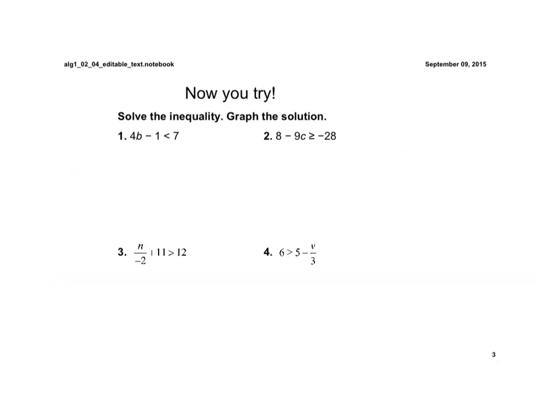Now we'd like you to try a couple of these. Number 3 must be, though, n over a negative 2 plus 11 is greater than 12. So go ahead and pause this and try a couple of these, and I'll reveal the answers to them.